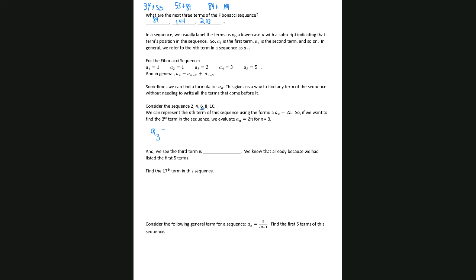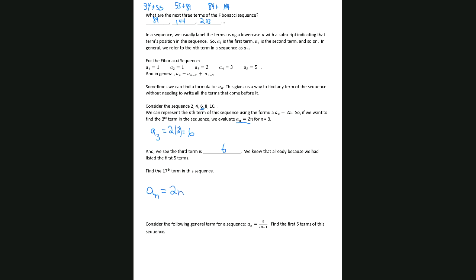But if I take this formula and put 3 in for n, then I find 6, because 2 times 3 is 6. And we see that the third term is 6. But we knew that already. But what if I ask you to find the 17th term in the sequence? Well, we could count 2, 4, 6, 8, 10, 12, and so on 17 times. Or we could use this formula, a sub n equals 2n, to help us find the 17th term.